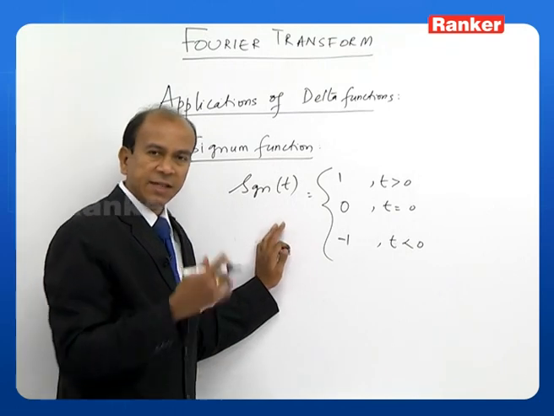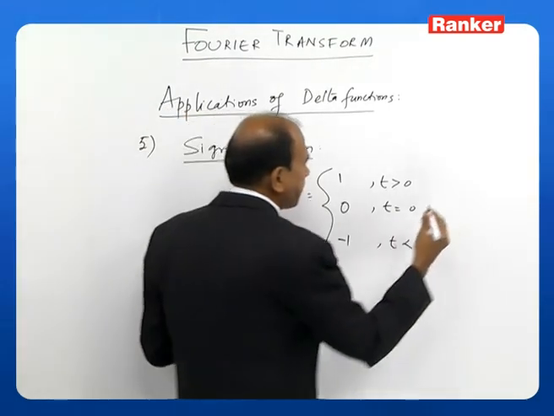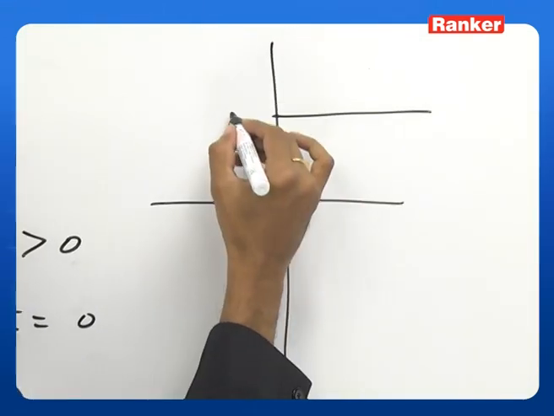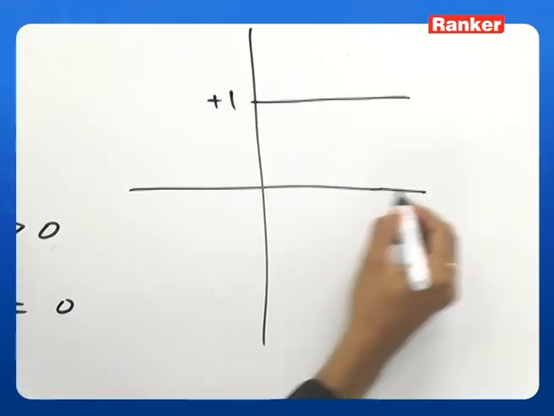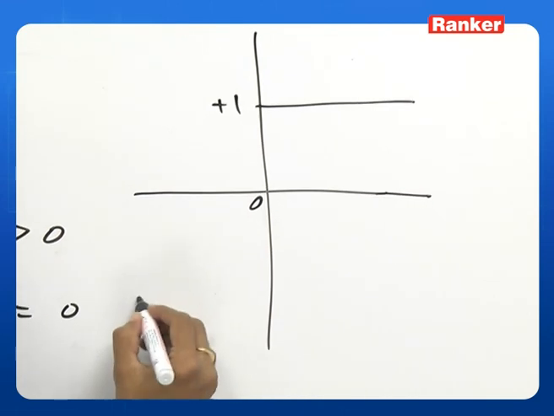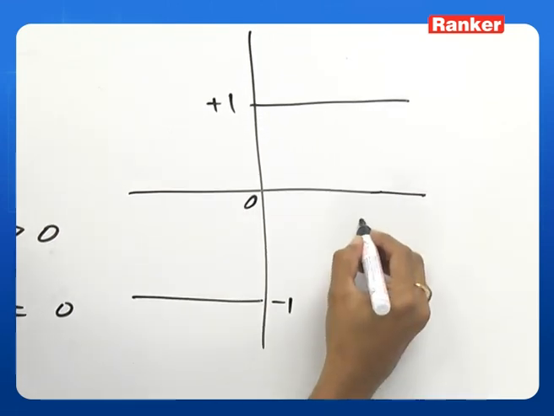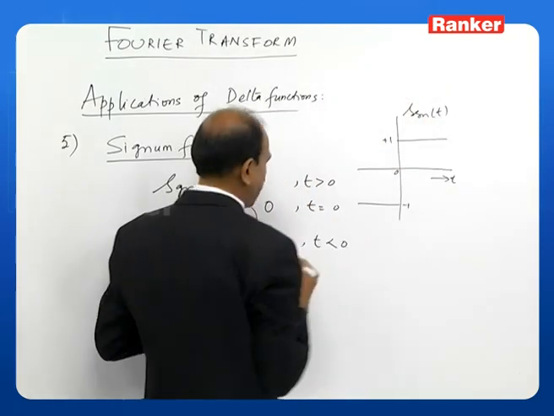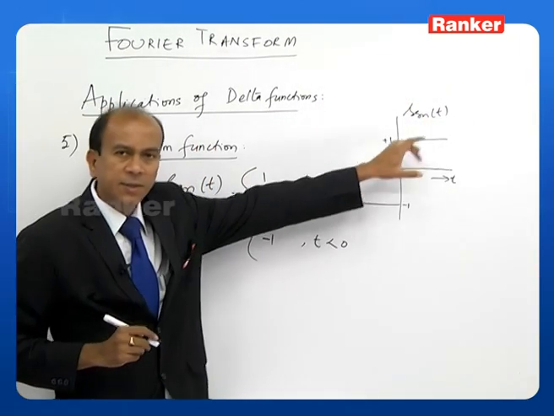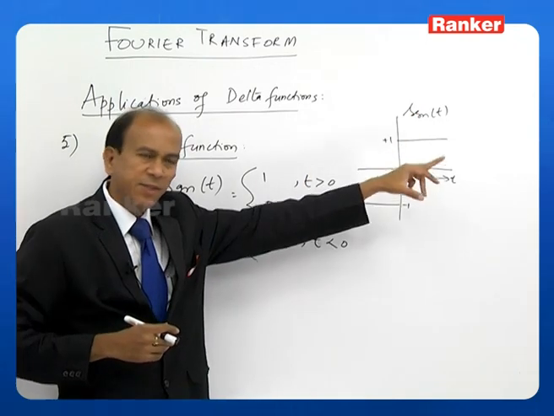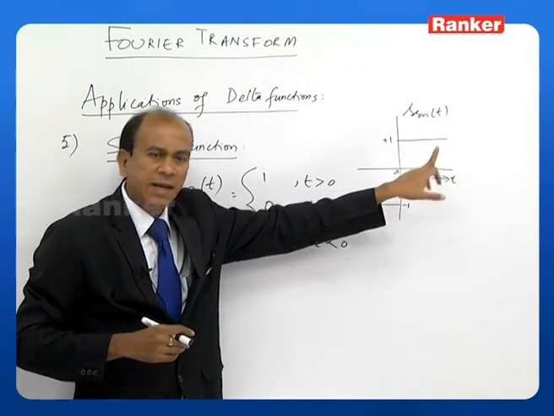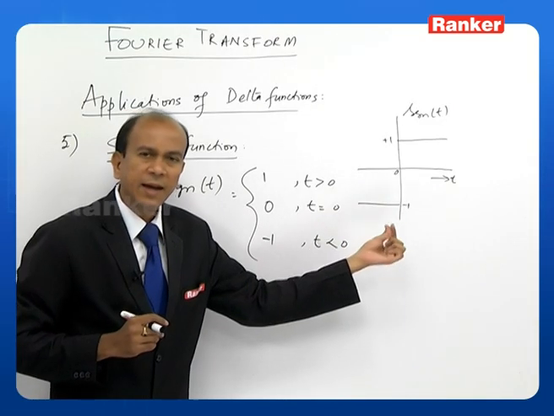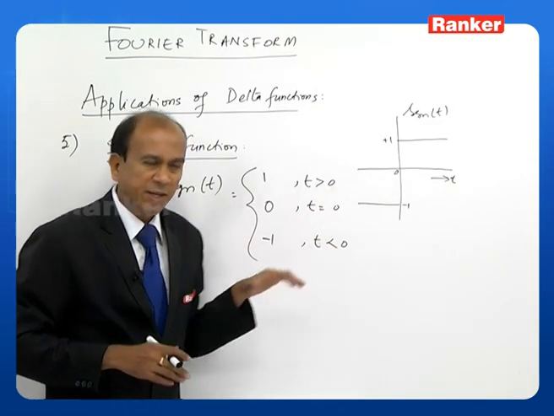Now, this is the Signum function. So, how does it look? This is how a Signum function looks. This is plus 1 for t greater than 0. This is 0, so there is no value, and minus 1. This is the time domain representation. This is Signum of t. So, Signum of t takes 3 values as you see. When t is greater than 0, this is 1, when t is equal to 0, this is 0, and for t less than 0, this is minus 1.